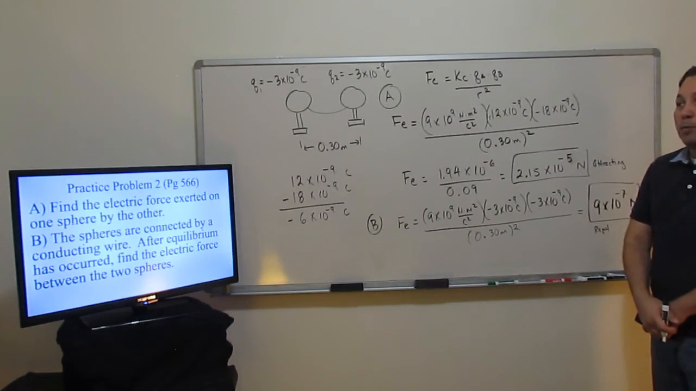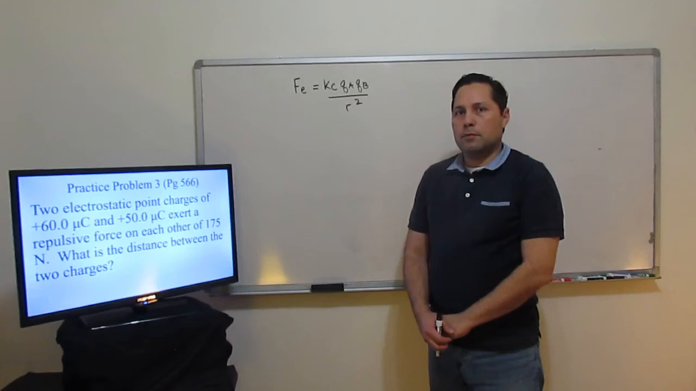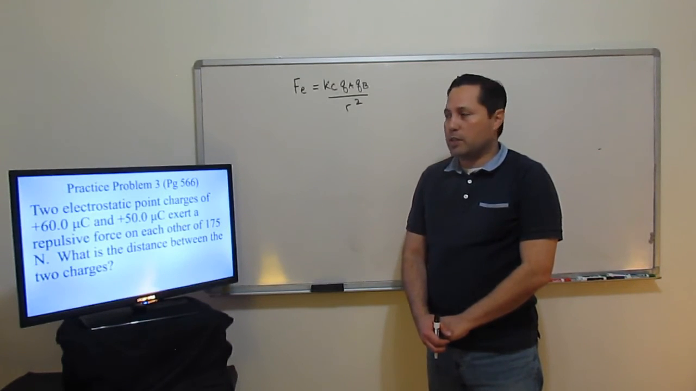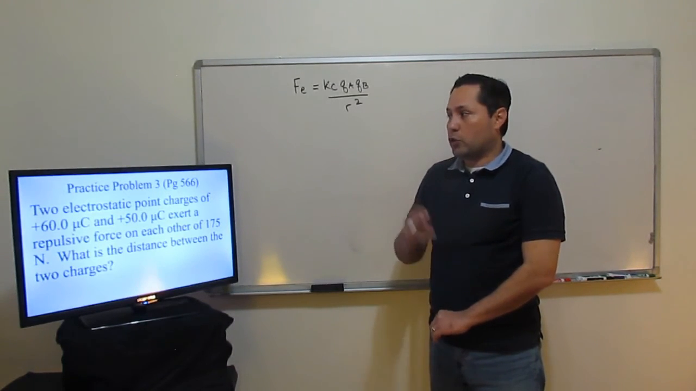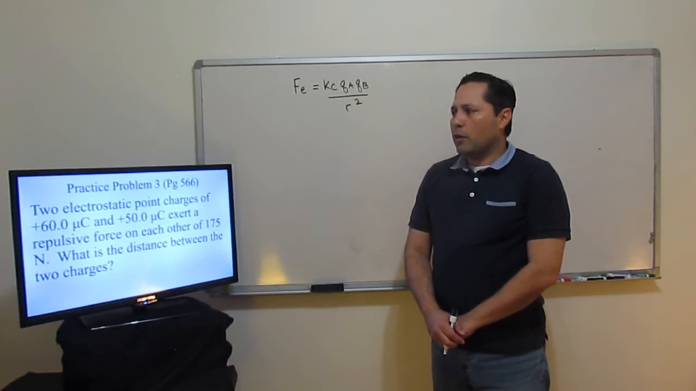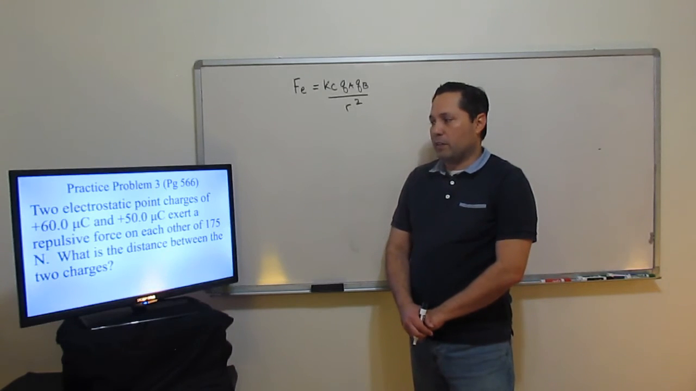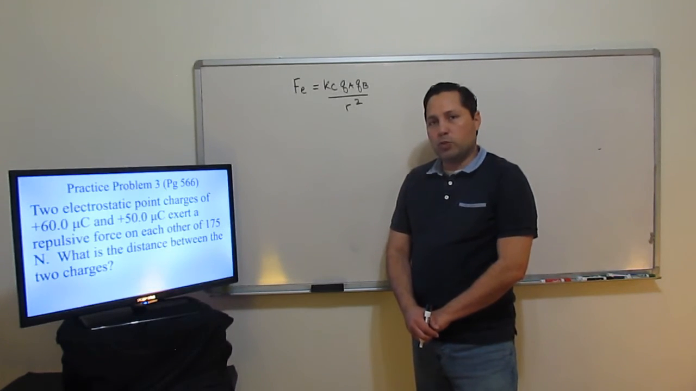That is practice problem number 2 out of page 566. Up next is practice problem number 3 out of page 566. In this problem they tell you you have two electrostatic point charges of 60 microcoulombs and 50 microcoulombs, and they exert a repulsive force on each other of 175 newtons. What is the distance between these two charges?